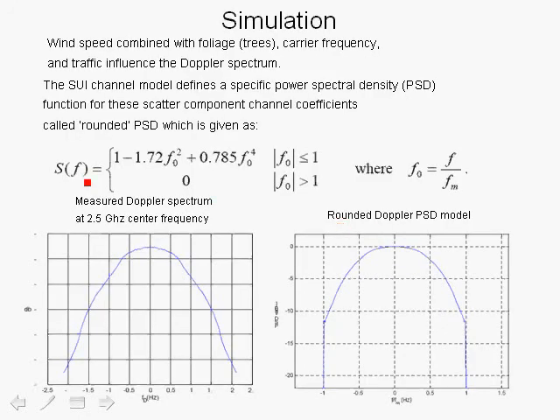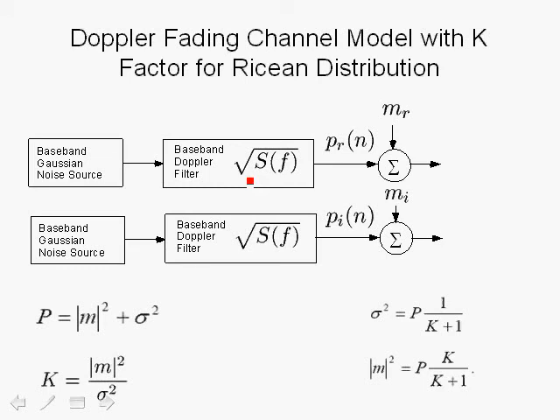And recall that the power spectral density was modeled using the rounded Doppler power spectral density model as shown over here. So to achieve the power spectral density of S of f, we need a filter with square root of S of f. So we take the real part, Gaussian random variables, and pass it through this filter. This filter itself can be, for example, an FIR filter, or it can be an IIR filter, but it has to be equal to square root of S of f. So we take the Gaussian random variable for the in-phase term, or for the real part, filter it, and take the imaginary part, also filter it.